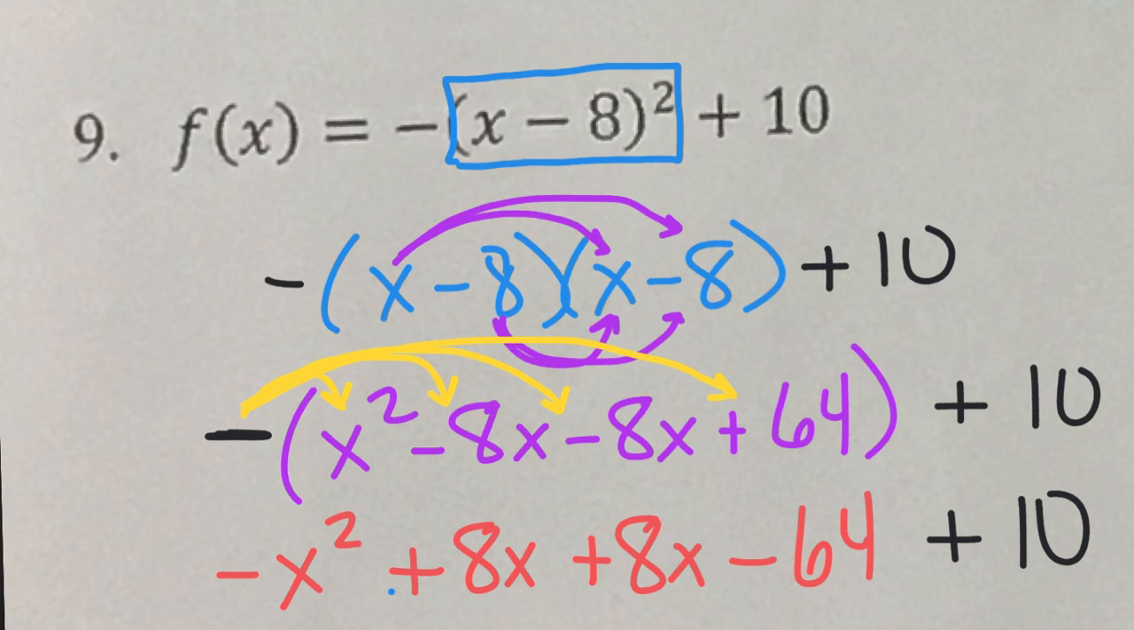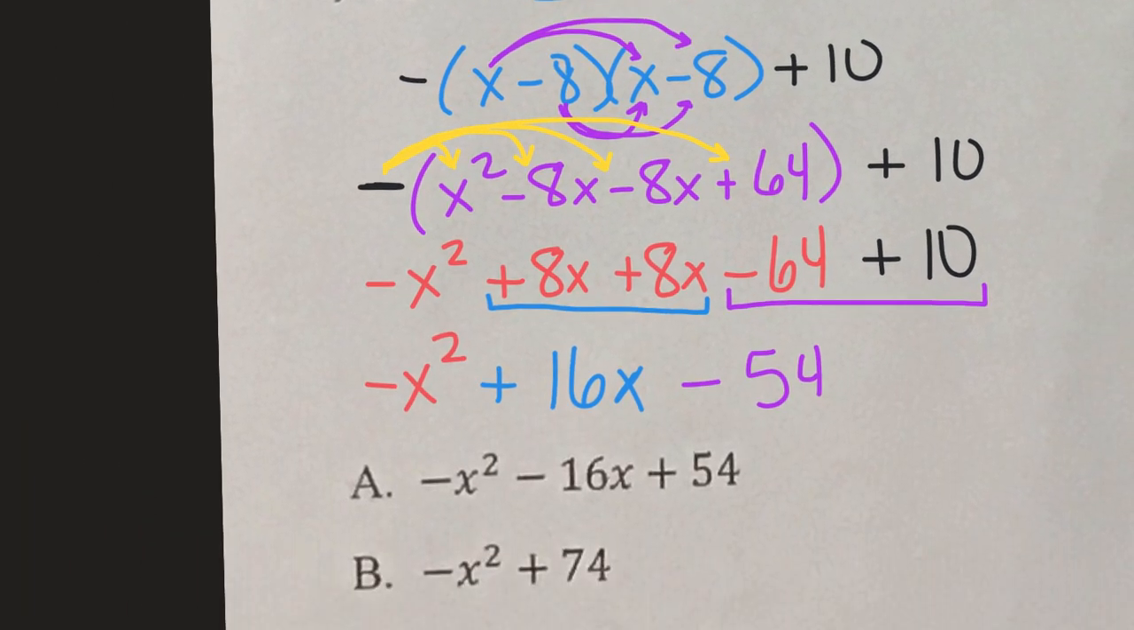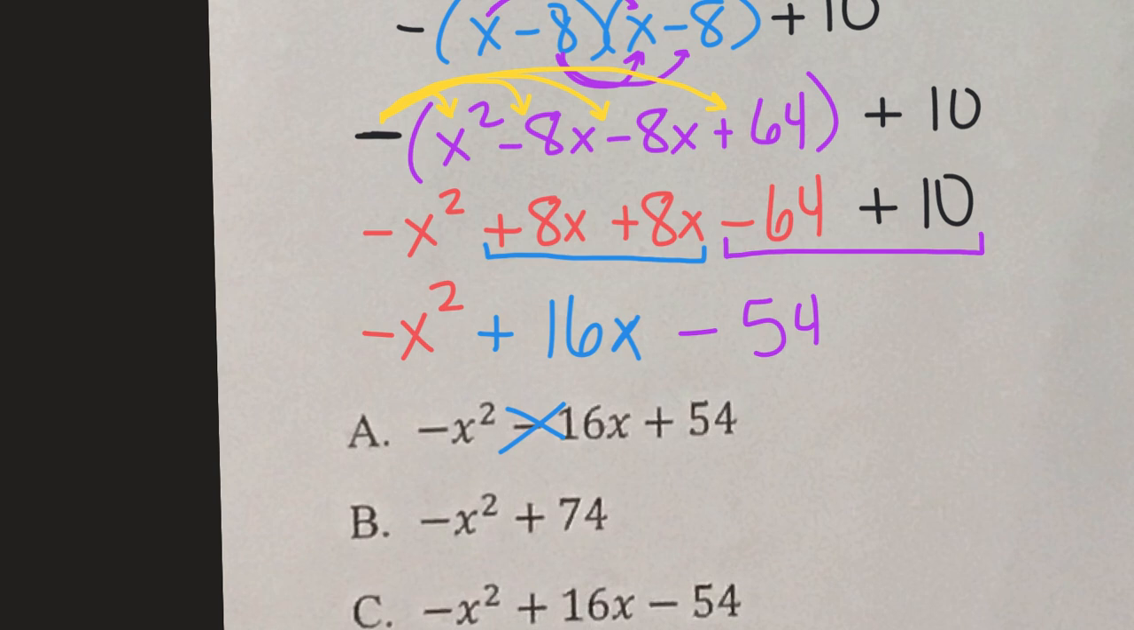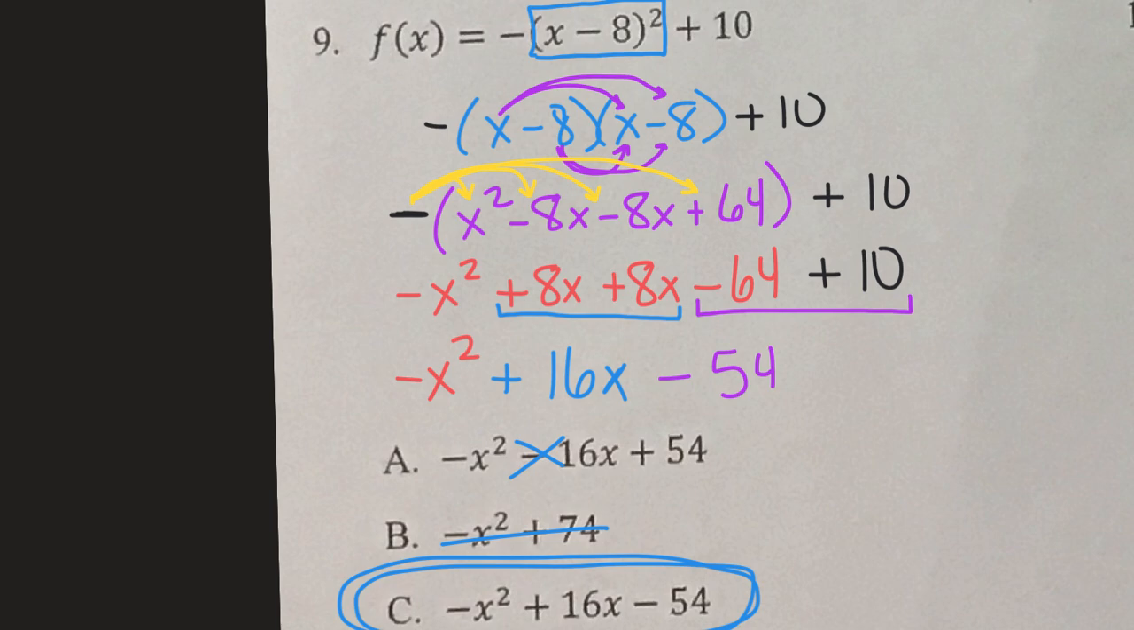Okay, so let's combine our like terms. We have 8x and 8x, and we have negative 64 plus 10. Those are our like terms. So we keep our negative x squared. 8 plus 8 is 16x, and negative 64 plus 10 is negative 54. So let's see which one matches up with that. Not that one, it has a minus. Not this one, that's only 2 terms. It looks like C is the way to be. That one is the correct answer, at least for the math that we have done.